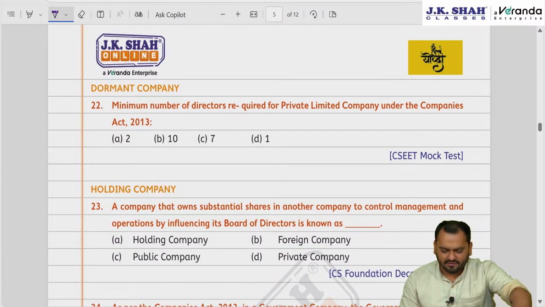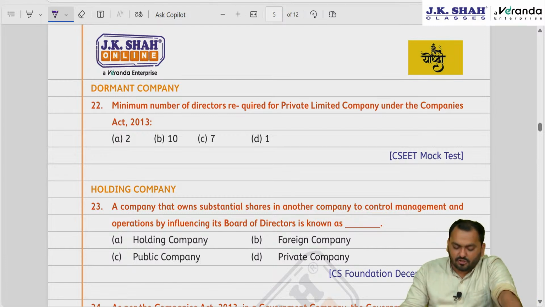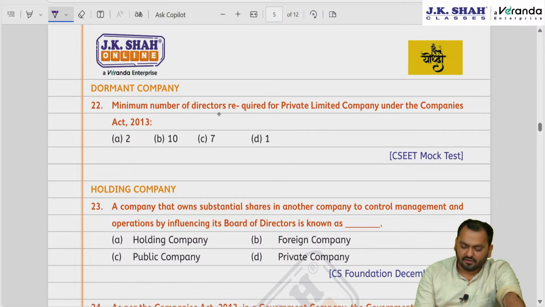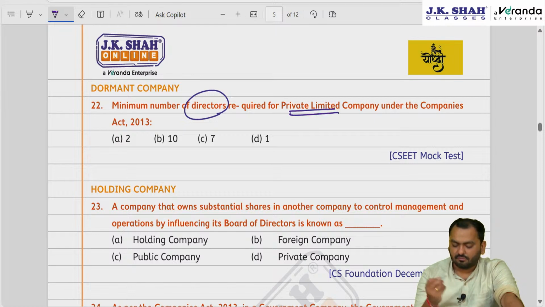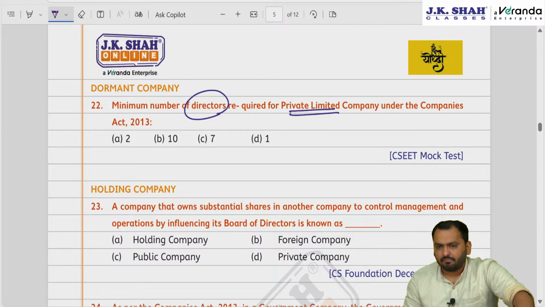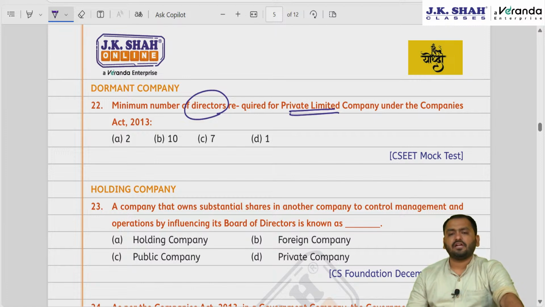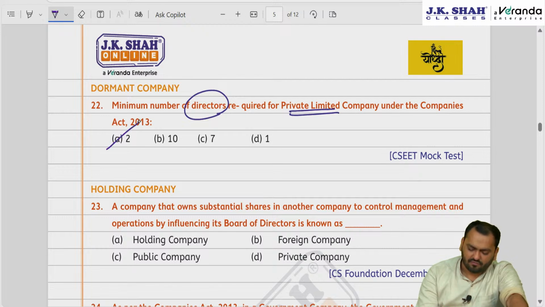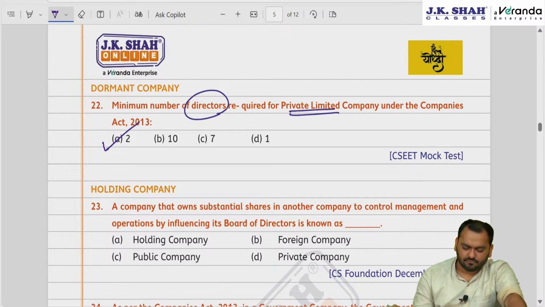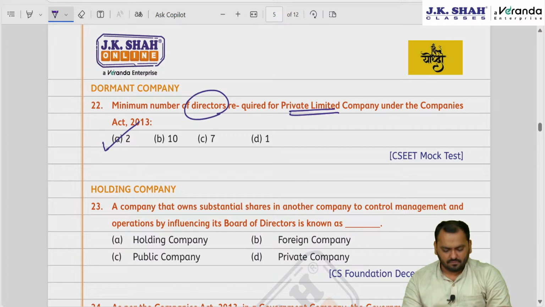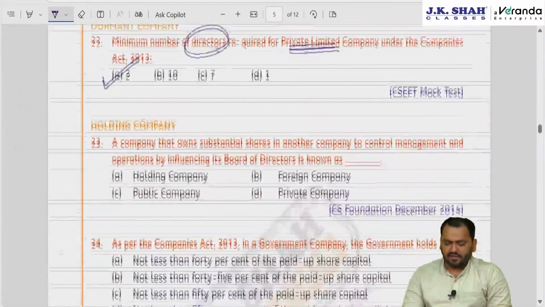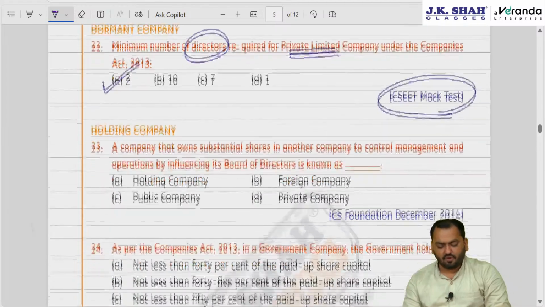So we have just revised dormant company. We come back to the question. Minimum number of directors required in a private company under Companies Act 2013. Come on, how many directors are required in a private company? Friends, even if a company remains dormant, the requirement for the number of directors remains the same. For a private company, the minimum number of directors is 2. So the answer is 2. See, this was also part of the CSET mock test.